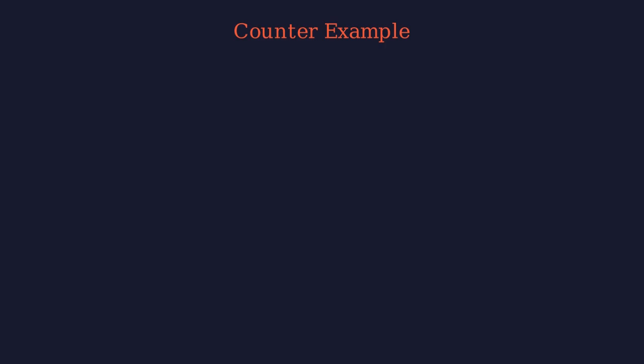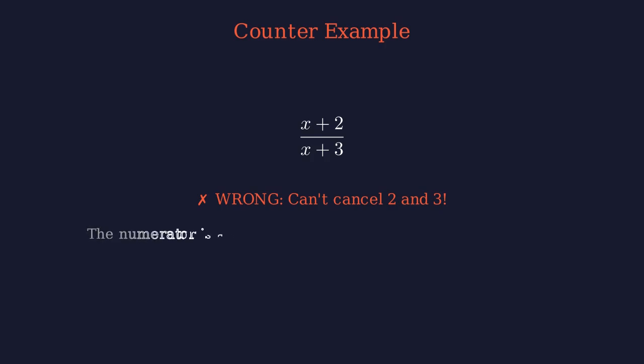Now a counterexample, why you can't cancel across addition. Take x plus 2 over x plus 3. Some students look and think, cancel the 2 with the 3. That's wrong. There is no common factor that multiplies the whole numerator and whole denominator. The numerator is a sum. The denominator is a different sum. You cannot remove digits or terms inside different sums. If you want to simplify, you must factorize fully first. And if no common factor appears, the fraction stays as it is.